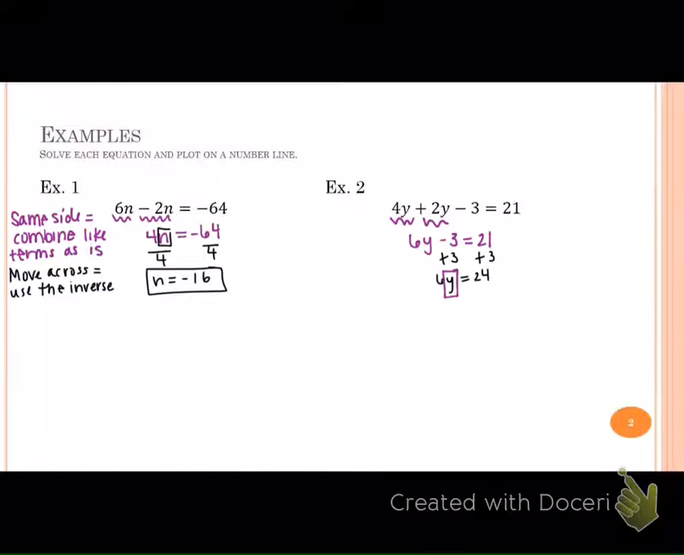So finally, we need to isolate the y. So Zach, what do I have to do? You divide by 6. Very good. And what's 24 divided by 6? 4. Very good. Okay, so what questions do you guys have so far? Flip to the next slide if you do not have questions for me.